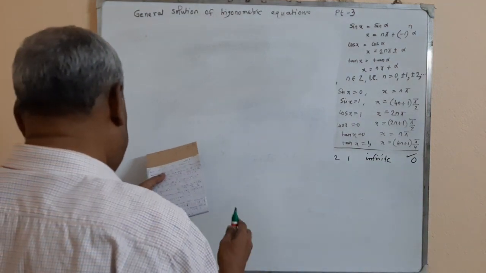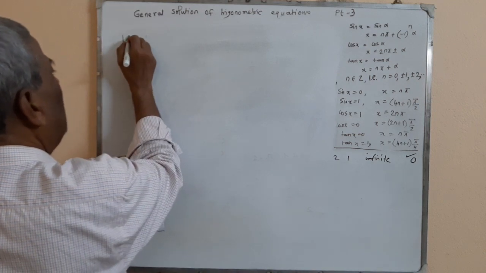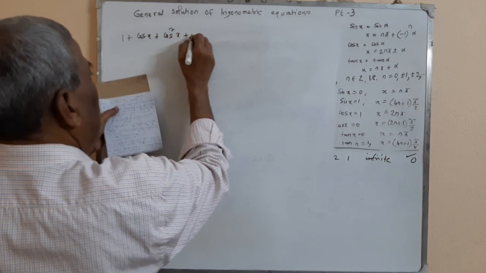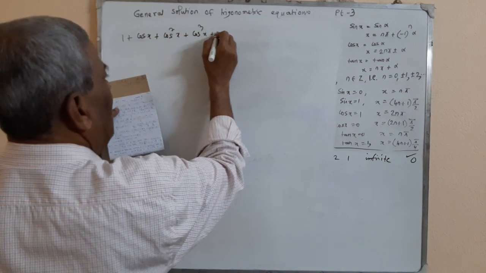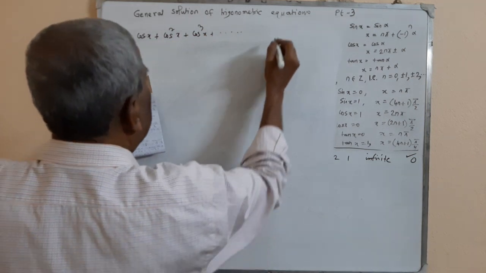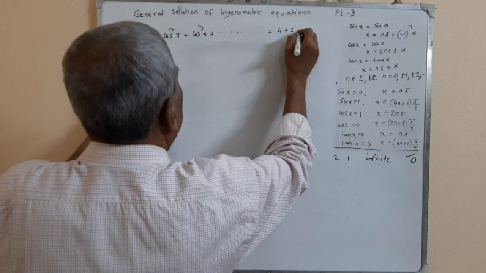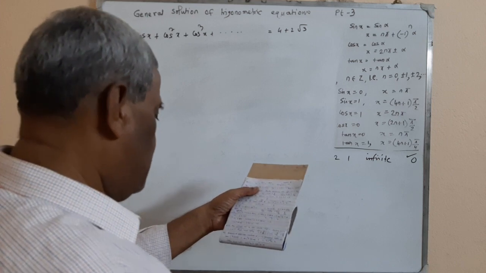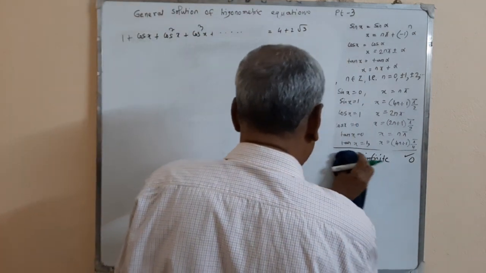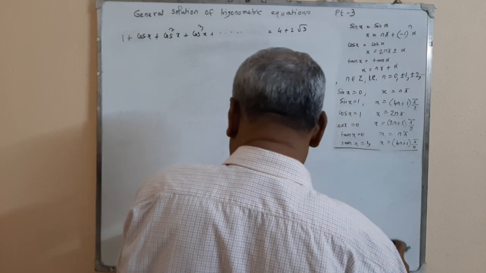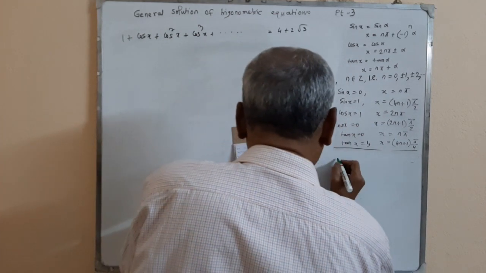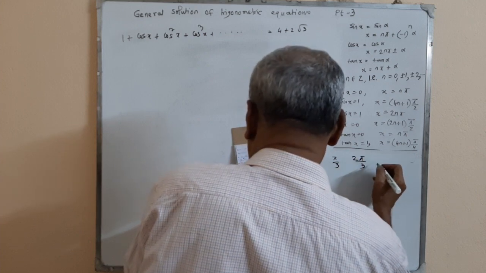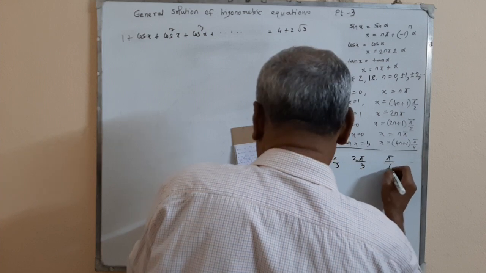If 1 plus cos x plus cos square x plus cos cube x up to infinite terms is equal to 4 plus 2 root 3, then x is... options are pi by 3, 2 pi by 3, pi by 6, pi by 12.